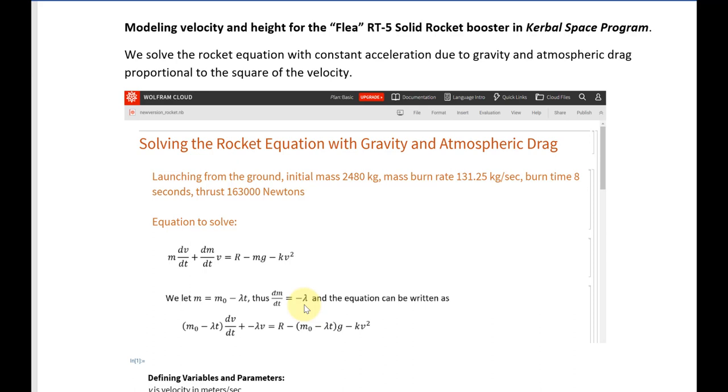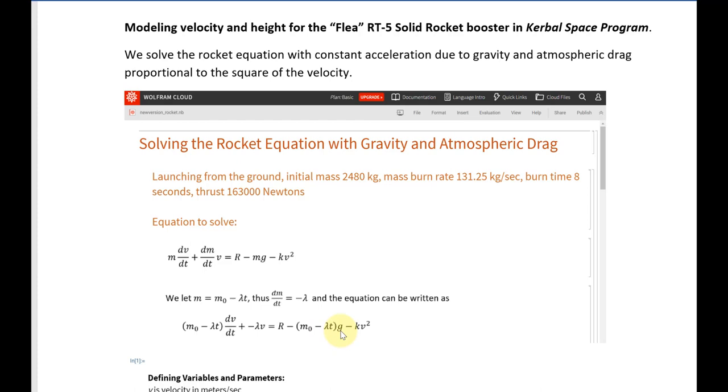Substituting that into the equation I have up here, I can rewrite the equation in this form. The mass is variable. This is the change in velocity over time, so it's actually the acceleration that describes the position. It's not the acceleration due to gravity. This is the acceleration of the rocket as it is influenced by gravity, thrust, and the atmospheric drag. This is negative lambda times V, that just comes from substituting in the change in mass over time is negative lambda. And there's the thrust minus, this is the variable mass, constant acceleration, and a term for drag.